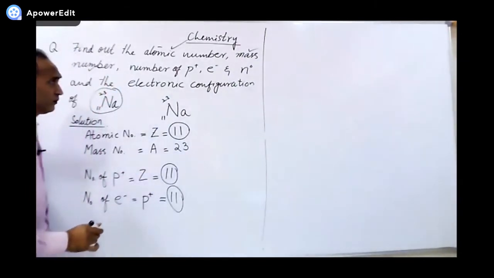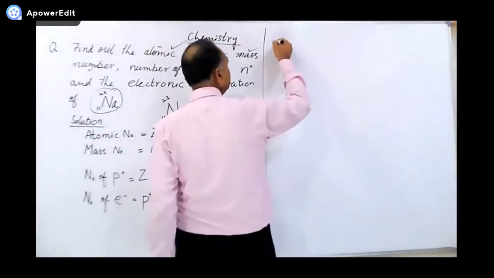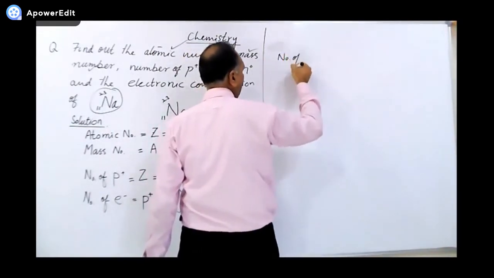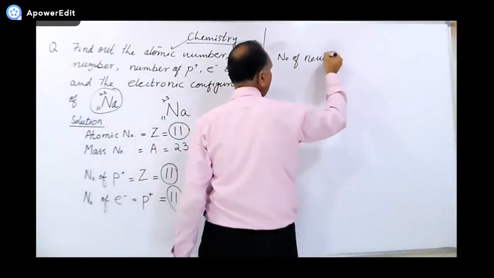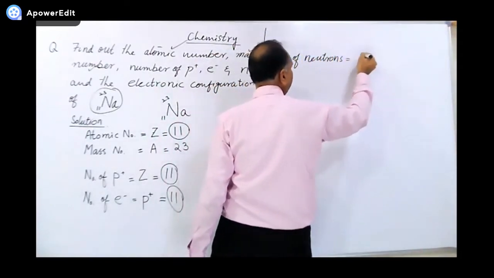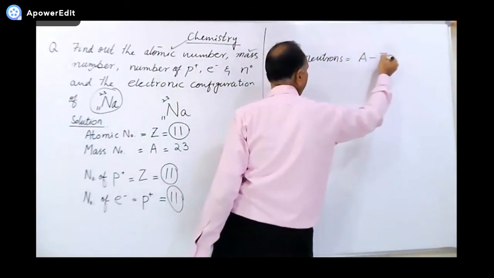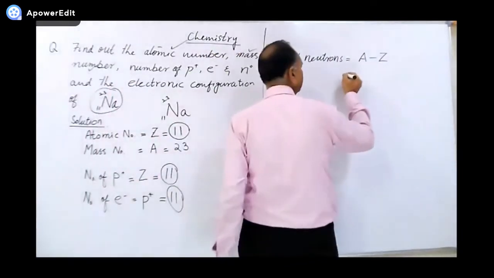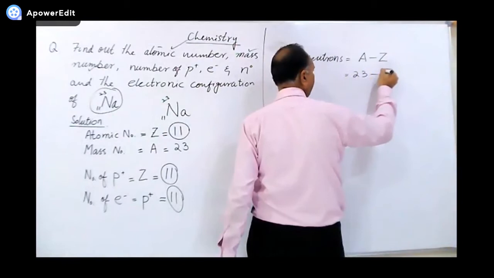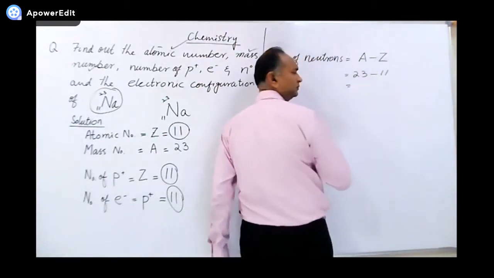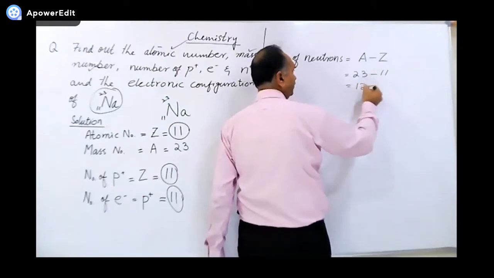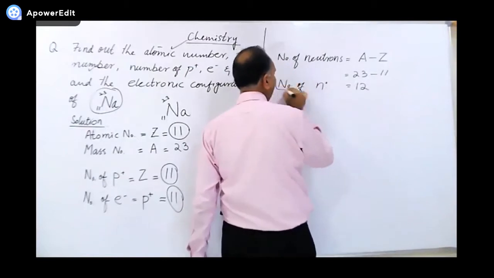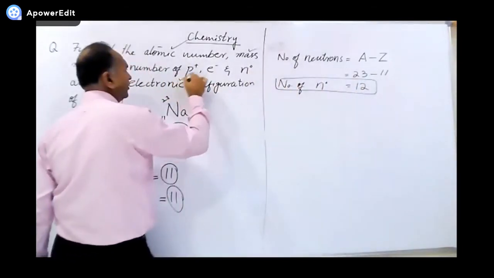And how can you find the number of neutrons? Correct. Subtract Z from A, or subtract the smaller number from the bigger one. 23 minus 11. It will give you what? It will give you 12. So number of neutrons becomes 12. So we found protons, electrons, and neutrons.